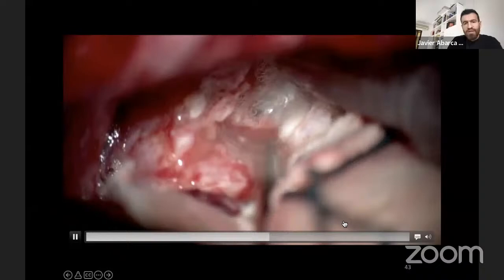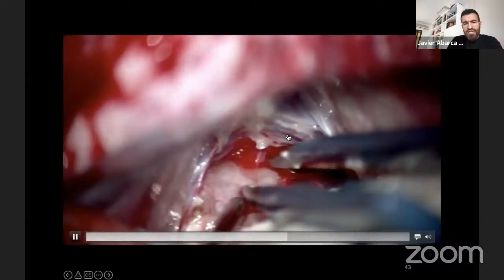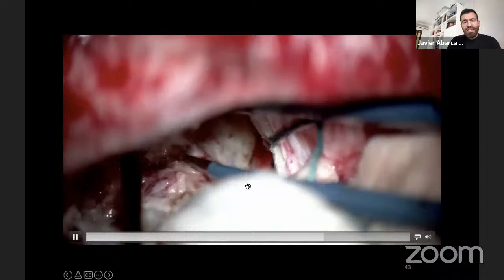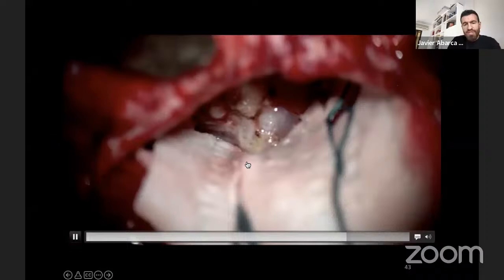Here, we need some debulking of the tumor. We are separating the tumor now from the most superior and inferior aspect. We are here leaving intact the vein of Galen. And remember that the anterior part of the tumor faces the most posterior part of the third ventricle.